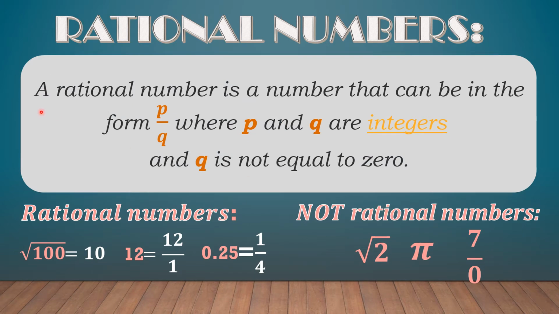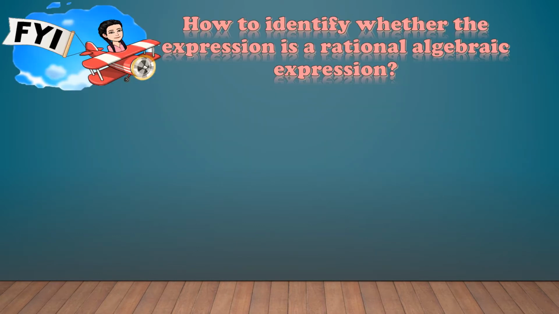So the definition of a rational number is a number that can be in the form p over q, where p and q are integers and q is not equal to 0. Let's extend this definition to rational algebraic expressions. We can identify whether the expression is a rational algebraic expression or not by considering the following.